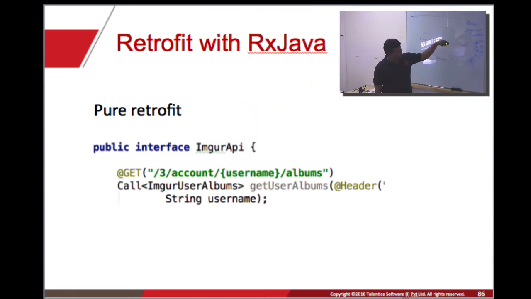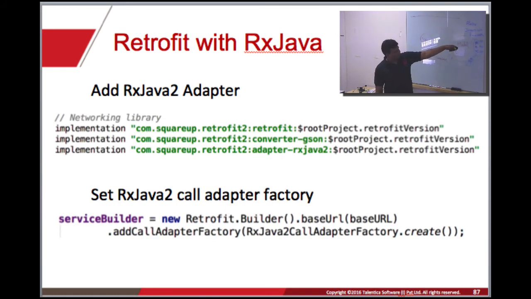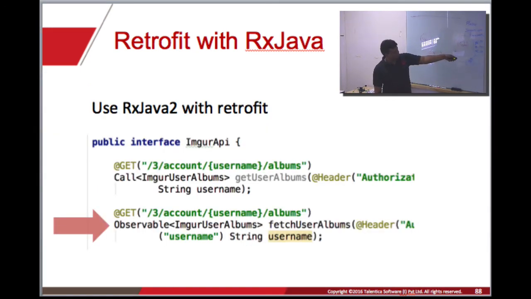So this is the pure Retrofit approach. We can use the RxJava2 adapter with Retrofit. While creating the Retrofit builder, you just add the call adapter factory for RxJava2, the RxJava2CallAdapterFactory, and after that you can convert this into this. It becomes very easy to use Retrofit. You don't have to call enqueue, because once you subscribe, you get the observable item, and as soon as you subscribe, you start getting the items.